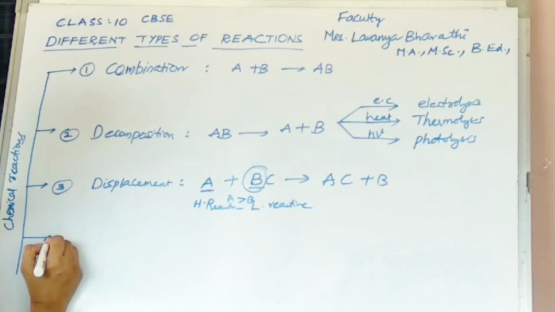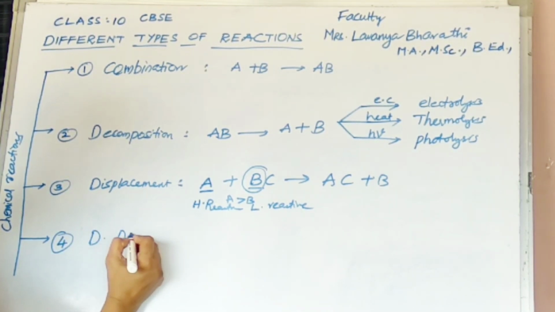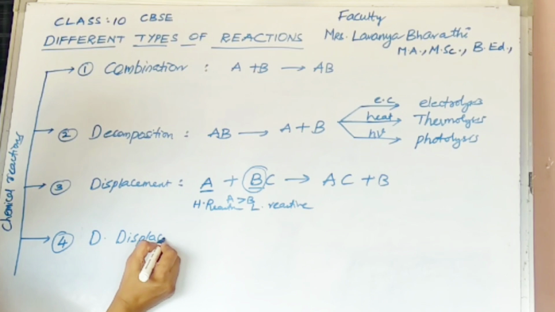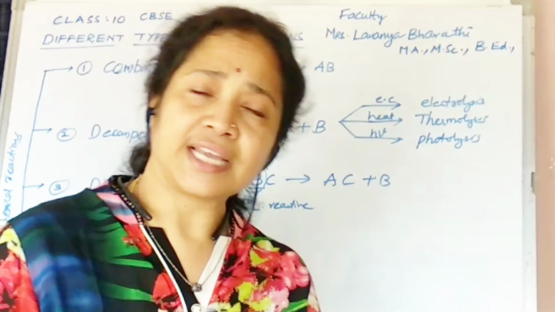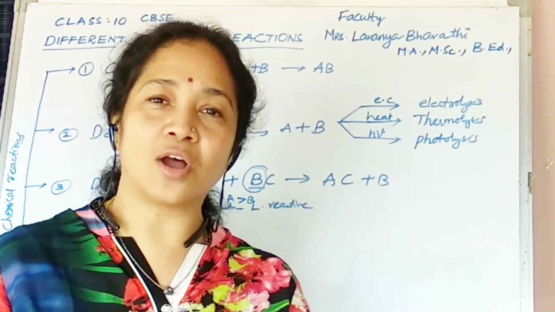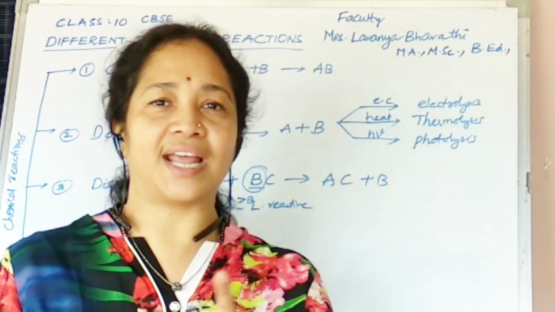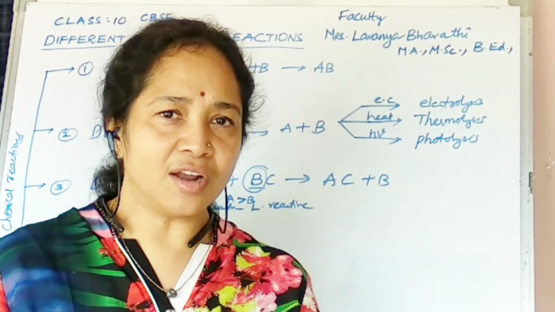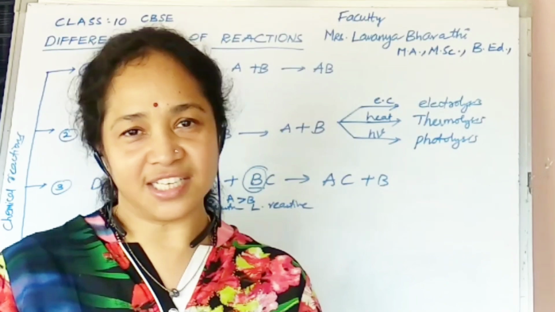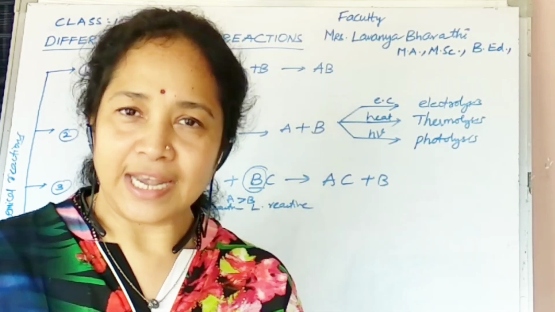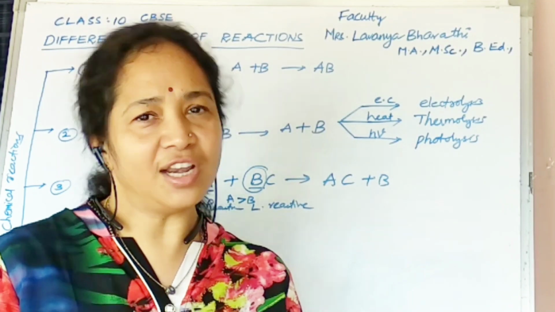Now we move on to the next one, that is the fourth one, double displacement. What is this double displacement? So here you know that in the last class I was telling you about salts. A salt has 2 types of ions, a cation as well as an anion. Cation is a positively charged species, anion is a negatively charged species. Usually in inorganic salts, the cation is always written first and the anion later.